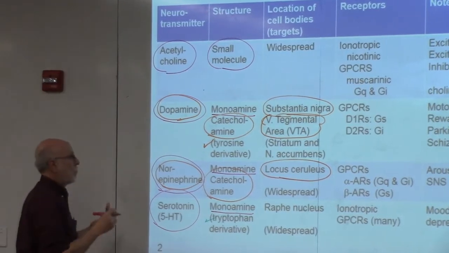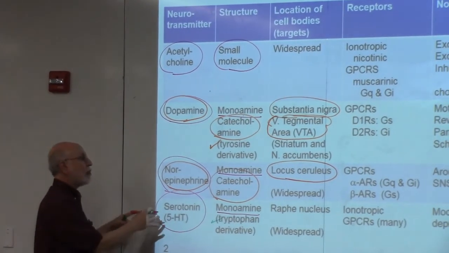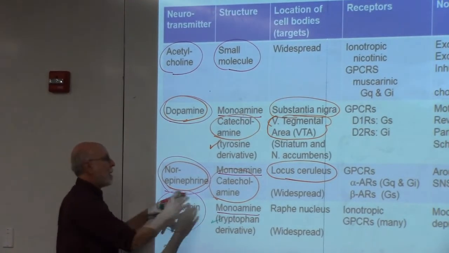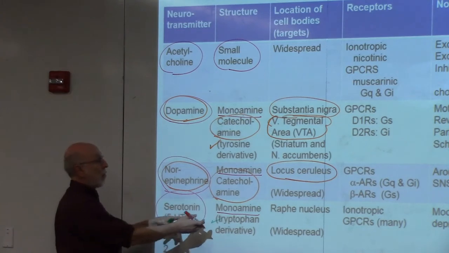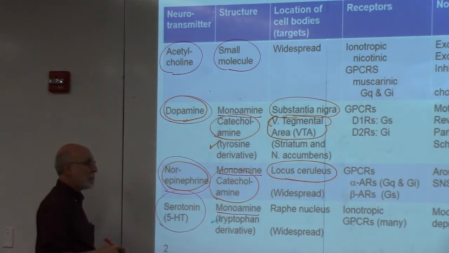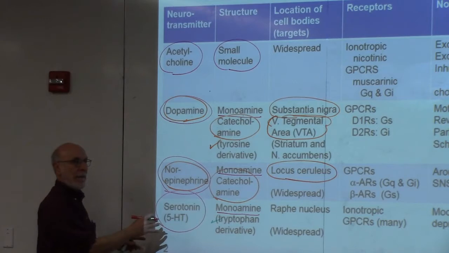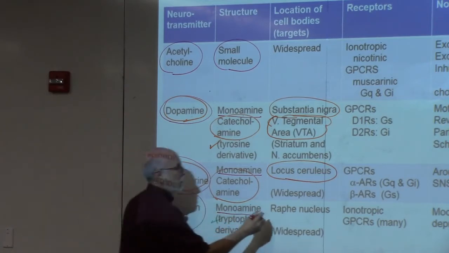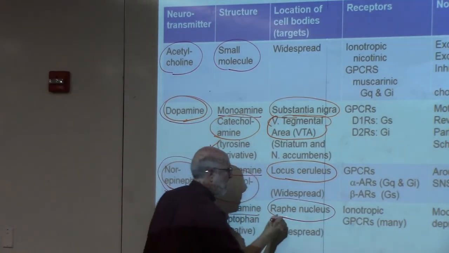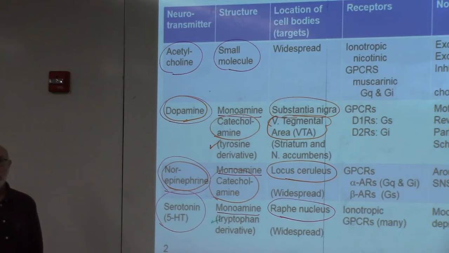And parallel structure here, serotonergic neurons. Serotonin is a monoamine. It's not a catecholamine because serotonin is a tryptophan derivative. Serotonergic neurons have their cell bodies in the Raphe nucleus.